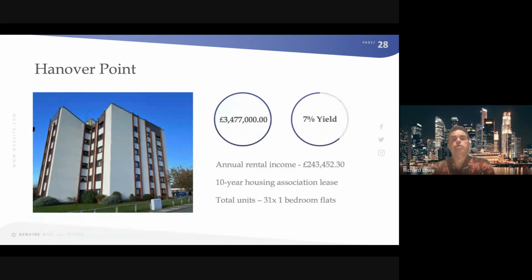This is an example, it's actually been sold now, but this is an example of one of the larger blocks, which has over 31 one-bedroom flats in it, and is priced at just under 3.5 million, with a net yield of 7% and an annual rental income of just over 243,000. So you can see here there's quite a contrast from an entry-level property at £90,000 up to blocks that might go up to millions of pounds, and pretty much everything in between.